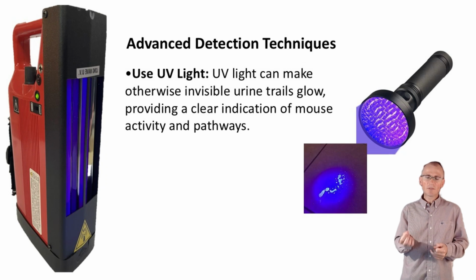The droppings themselves can be really hard to see in certain areas. That's where I really love to use these UV lights, where I can make those urine trails glow and show me exactly where the mice are active. Just keep in mind that that area is going to have to be dark. If it's a lighted area, this is going to be of no help to you at all.